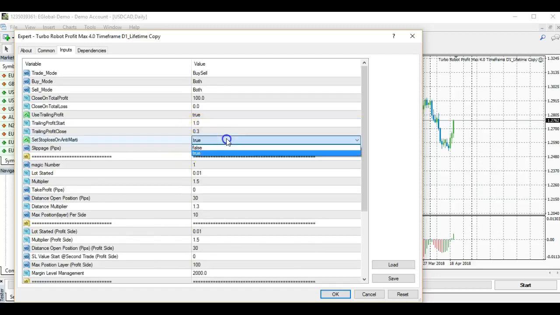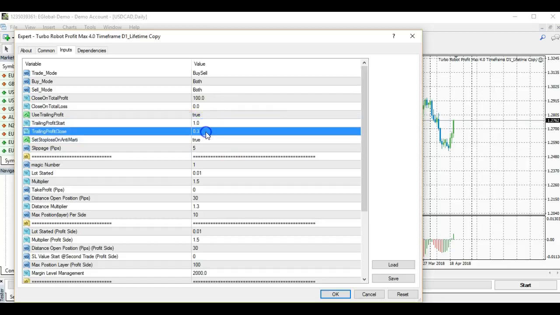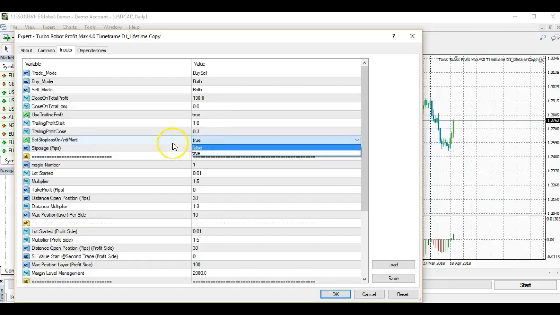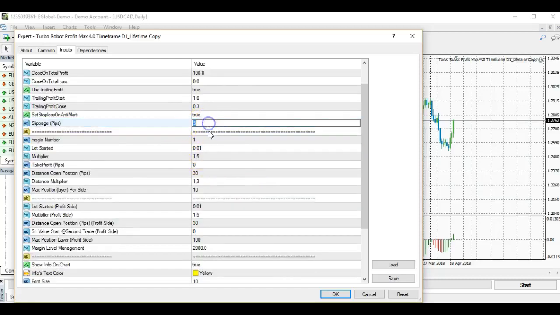Let's say on your anti-martingale, in your profit portion, the moment you get profit on your first entry, then it will go into the anti-martingale portion as well. So the value will be using this value over here, and you just set it true or false. All right, so it will go to trailing profit as well, just the same as the trailing profit over here. All right, so for the slippage number we use the default of 5.